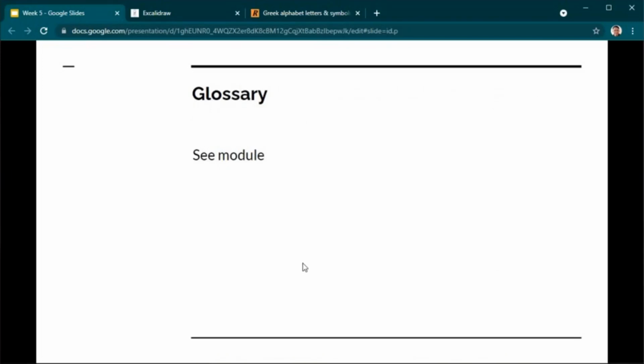So we have the glossary and then the additional materials on the module. So please take your time and see these materials.